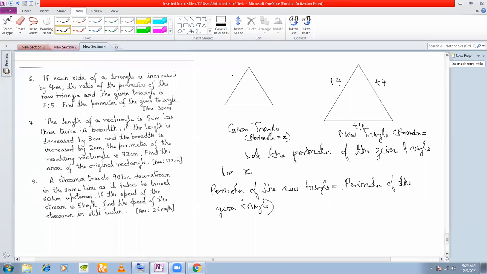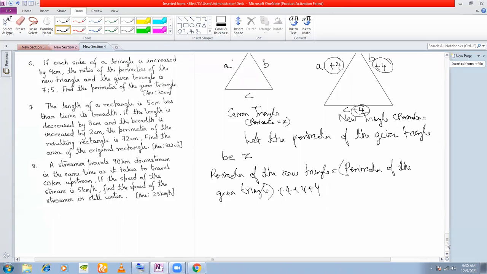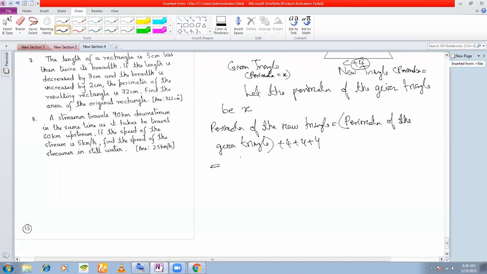Because each side is being increased by 4, you add 4 three times, right? Say this side is A, this side is B, this side is C. This side becomes A plus 4, this side becomes B plus 4, this side becomes C plus 4, right? So this is the perimeter of the new triangle. It is x plus 4 plus 4 plus 4, which becomes x plus 12.